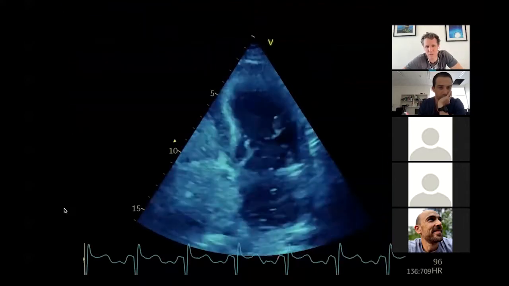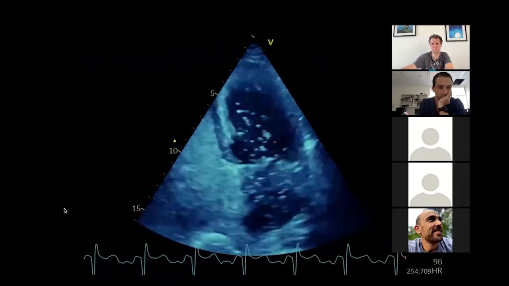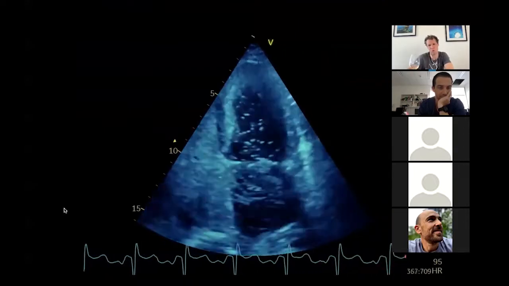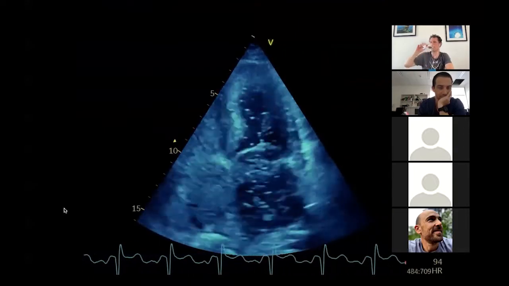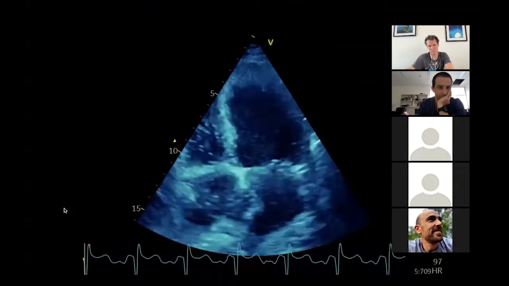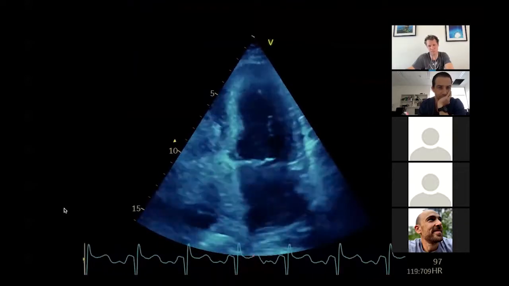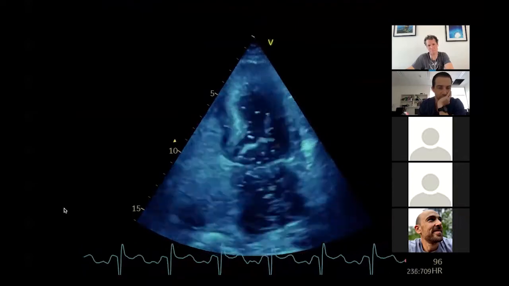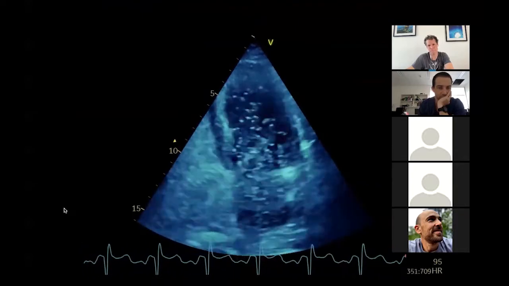All right, Sid, what are we looking at here? And is it normal or abnormal? Yeah, this is a two-chamber view showing the anterior and the inferior wall. Is it a four-chamber view? Yeah, nice. Inferoseptal and the anterolateral wall with a contrast study.